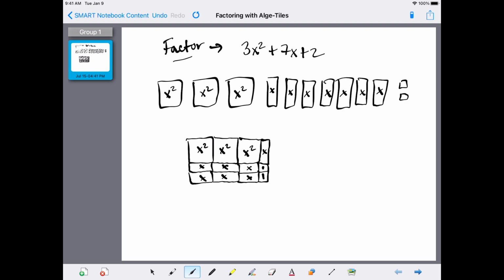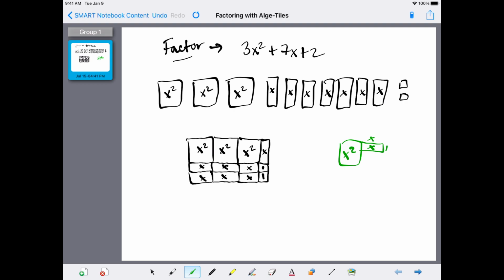One of the big mistakes made when trying to use Alge-Tiles in this way is that students like to place the x tiles in a way that doesn't match up with the dimensions of an x squared block. An x squared block is x by x. So if by chance you did something like this, you can't place an x tile like that. You have to line the x side up with the x side. The x tile is an x by 1 tile. So on the end it's 1, and then on the side it's x.